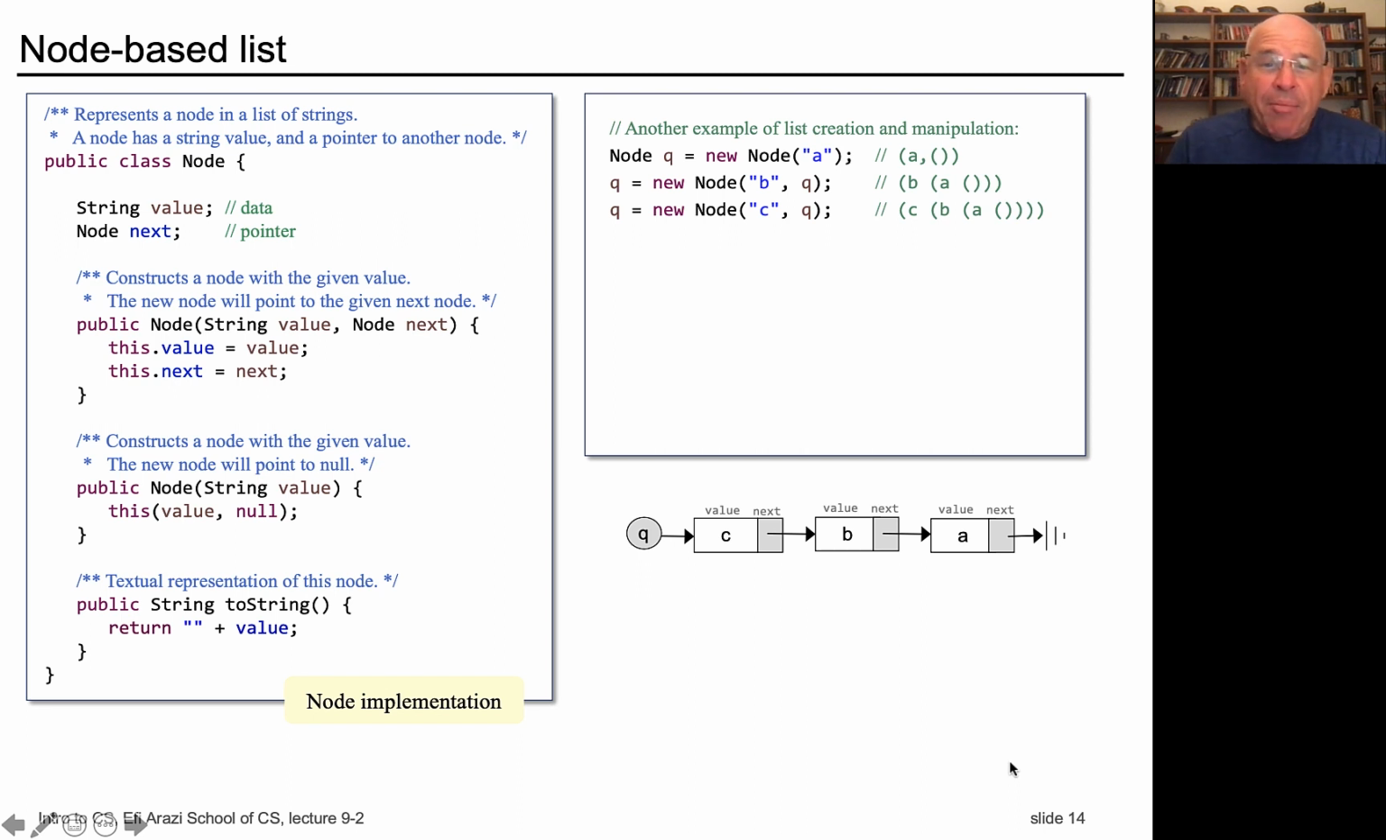Okay, that's what we'll end up having in this example. We have a list with a pointer Q pointing at its head, and we have the values C, B, and A. Great.